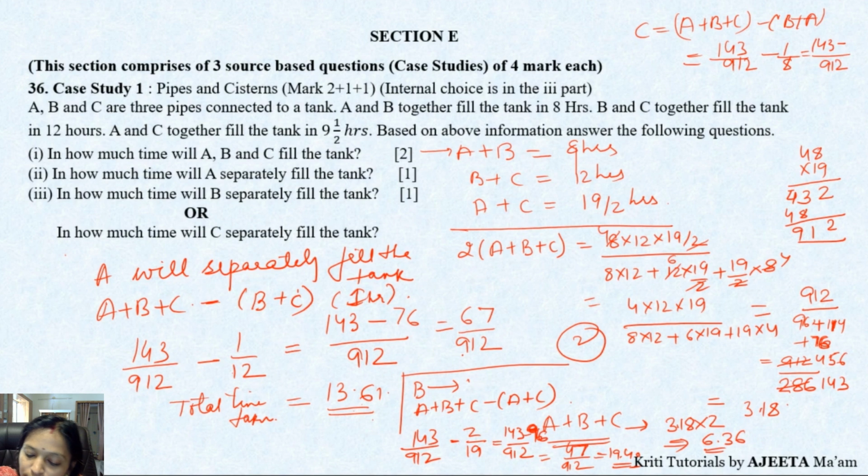So what will you get? 114 you get here. Okay, so 143 minus 114 will give you how much? 29. So this is what we get. Let's do the subtraction once more. So what do you get here?